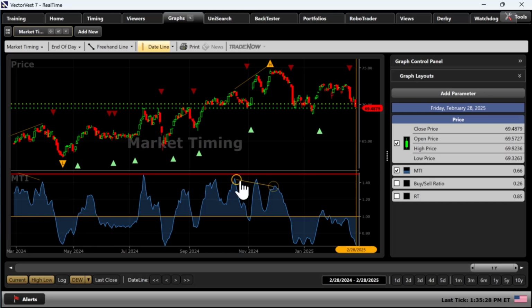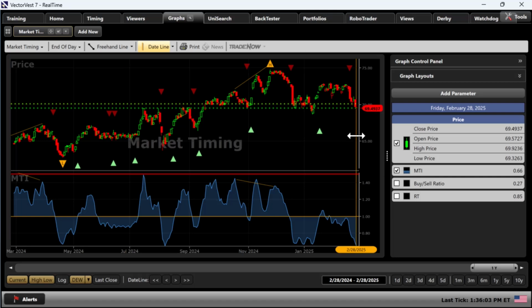And more often than not, we see these bearish divergences between MTI and the price action of the VectorVest composite coming to fruition, giving us signals of big drops in the market as we've seen back in 2024, and additionally with the most recent bearish divergence here lasting in November, December of 2024. And the market following suit, that bearish divergence coming to fruition once again.